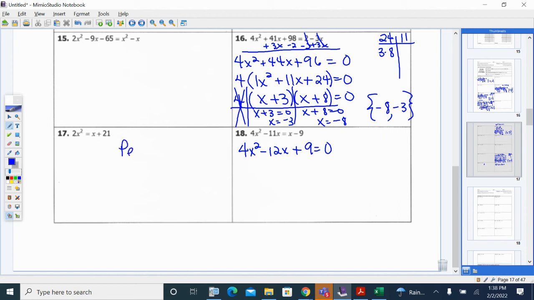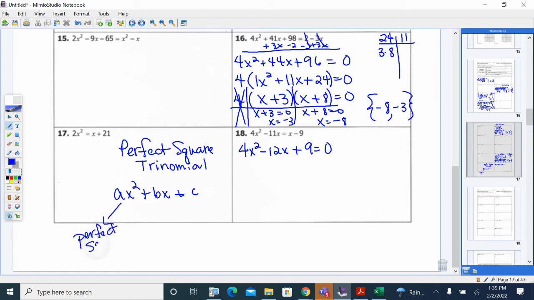In a perfect square trinomial, your ax squared is a perfect square. Your constant is a perfect square. Now, when I say perfect square, it has to be positive, right? So this must be a positive constant in order to be a perfect square. If it were negative, this would not work.